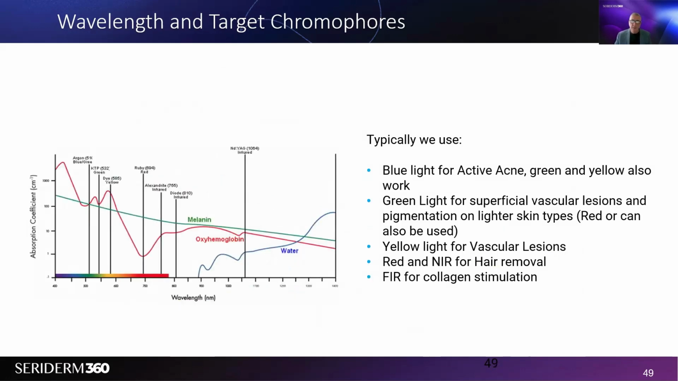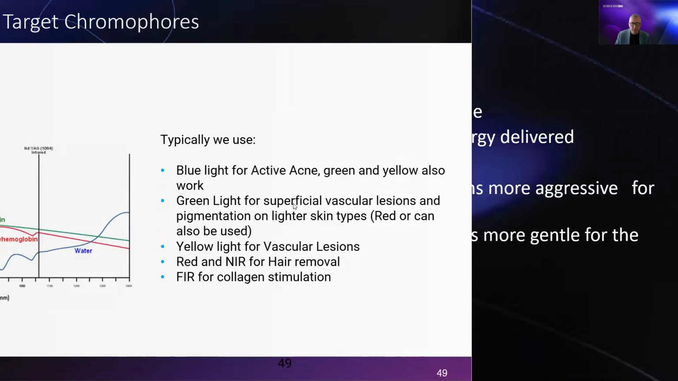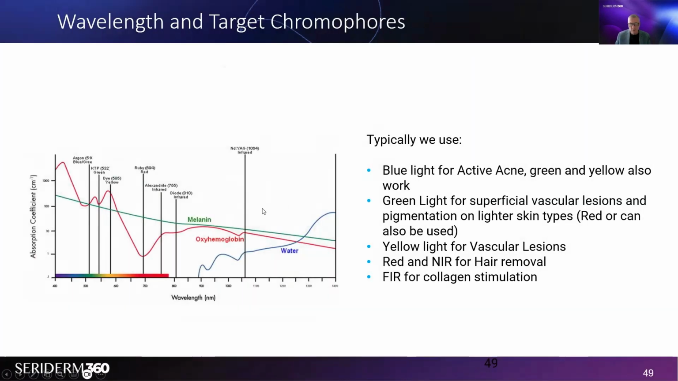As I said, typically blue light for active acne, green and yellow also work. Green light for superficial vascular lesions and pigmentation on lighter skin types. Red can also be used. Yellow light for vascular lesions, red and near infrared for hair removal, and far infrared light for stimulation of collagen. So when we go over 1200 nanometers, can you see what's happening? The water absorption takes over. Because the water absorption takes over, we get this high absorption in water, which allows us to stimulate collagen.